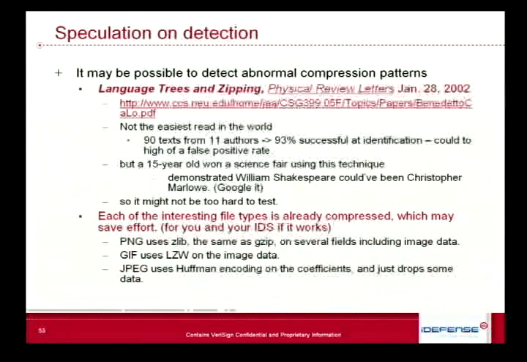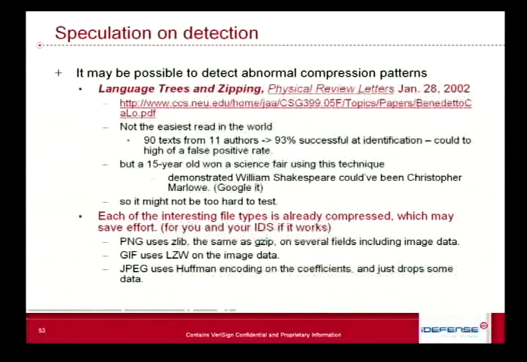You also might be able to use some techniques mentioned in the paper called language trees and zipping. Basically, the idea was they used gzip on a bunch of texts from different authors, and were able to identify the authors just by the compression ratios.